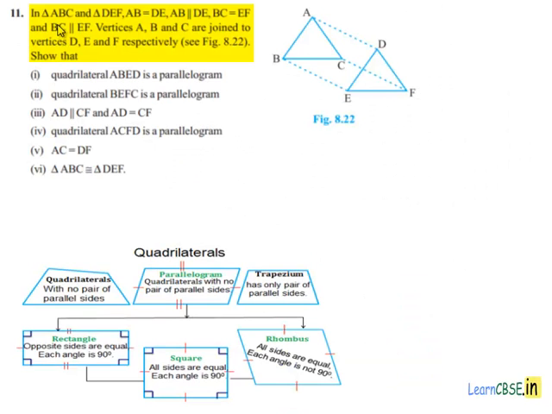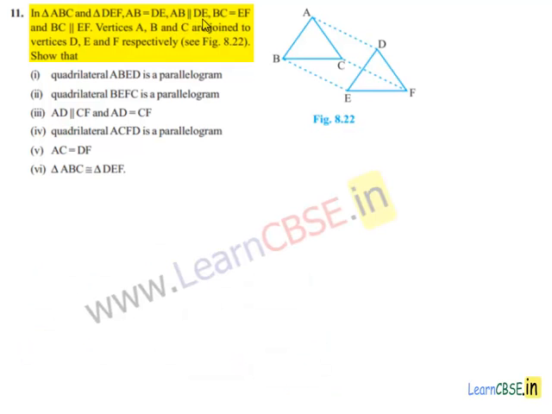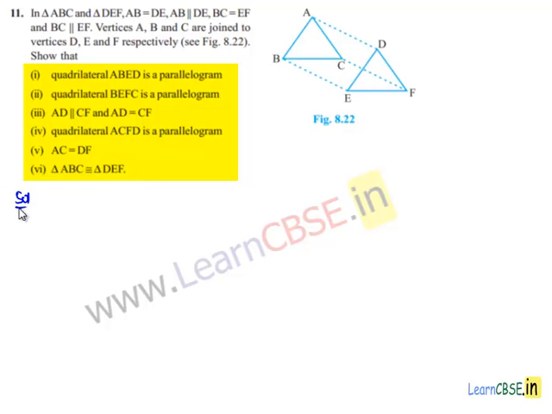Moving on to the 11th question. In triangle ABC and triangle DEF, AB is equal to DE and AB parallel to DE. BC is equal to EF and BC is also parallel to EF. Vertices A, B and C are joined to vertices D, E and F respectively. Show that quadrilateral ABED is a parallelogram, quadrilateral BEFC is a parallelogram, AD parallel to CF and AD is equal to CF. Quadrilateral ACFD is also a parallelogram, AC is equal to DF, and sixth, triangle ABC is congruent to triangle DEF. Now in order to prove this, let us move on to the solution.